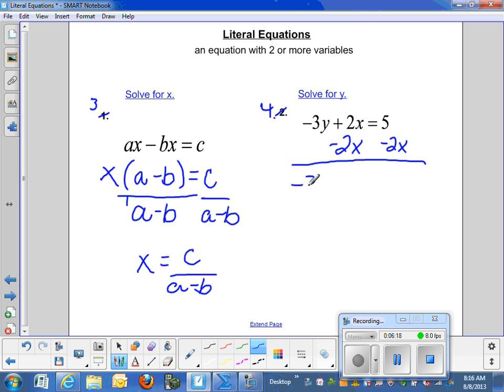I have a negative 3y equals 5 minus 2x. I want to isolate y. It's multiplied by a negative 3, so let's divide each term. Everybody gets divided by negative 3.